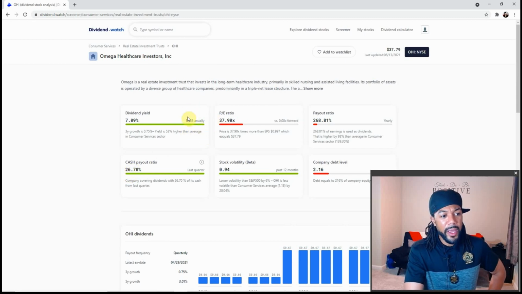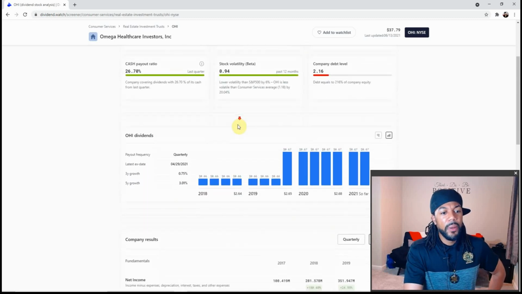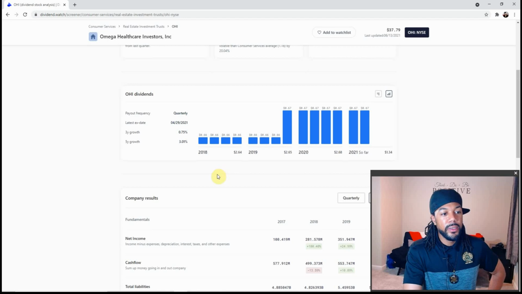It shows you what they pay out annually. $2.68. That sounded great to me. Cash payout ratio, stock volatility, company debt level is a little high, but it's okay for me. But what I really liked about it was its consistency with its dividends. So in 2018, it was 66. All right, cool. 66. Oh, it jumped to 67. And they kept it at 67.